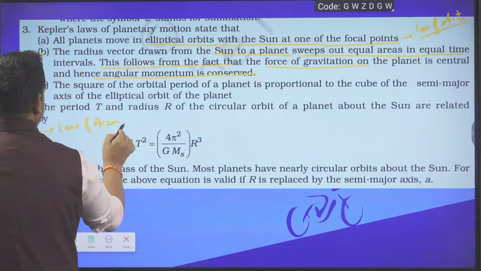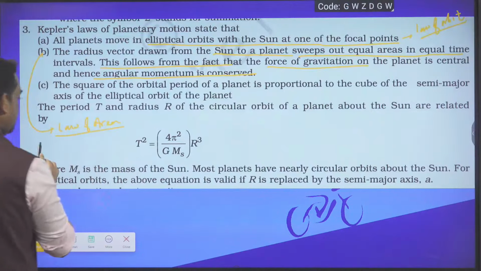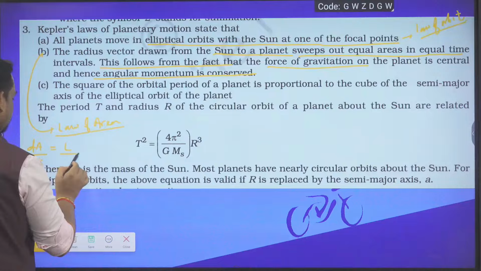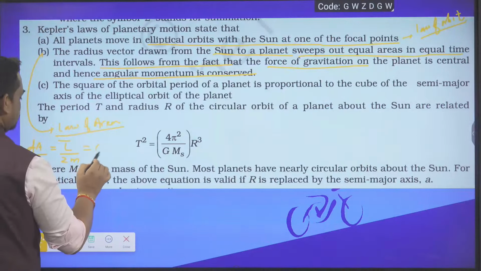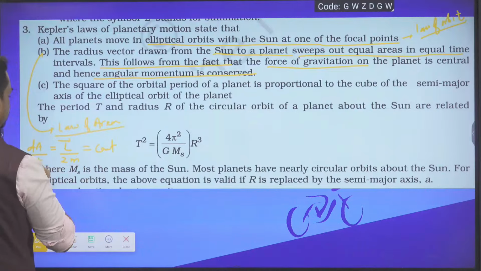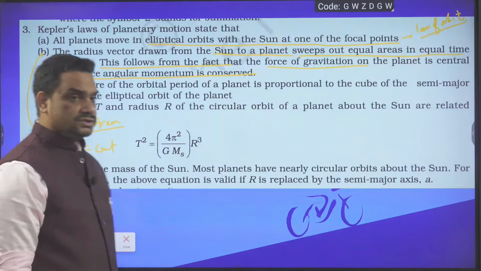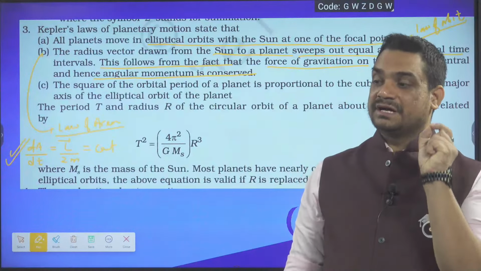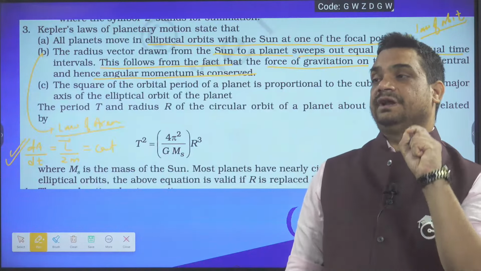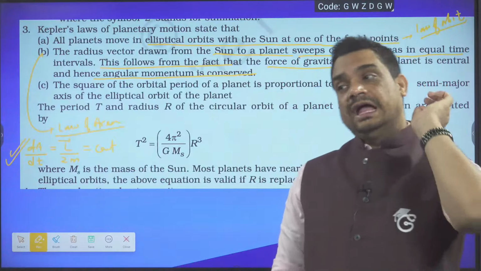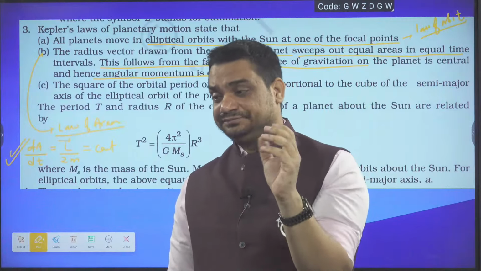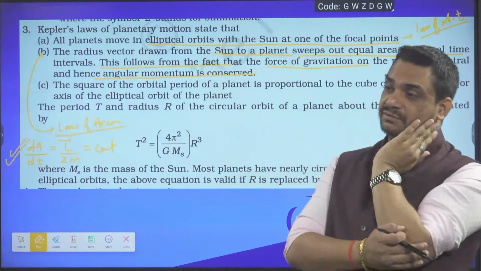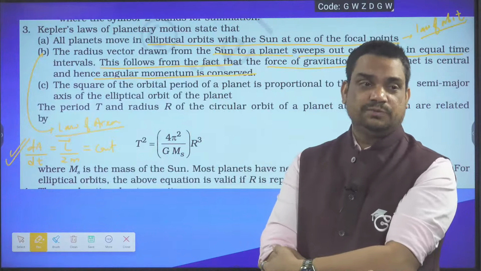What the law of area is saying basically is that dA by dt is constant. dA by dt is L by 2m, and this is constant. m is already constant, so we can say angular momentum is constant, angular momentum is conserved about the sun. This thing you remember: angular momentum conserved about the sun. So the second law comes from angular momentum conservation.